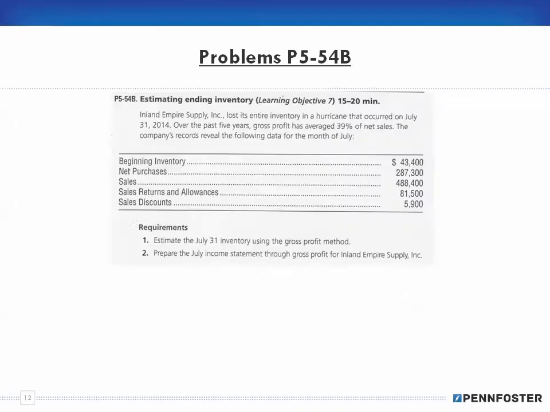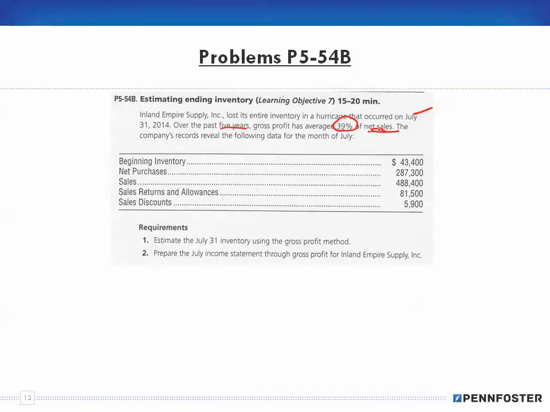We left off on problem 53, so we're now working on 54. It says, Inland Empire Supply lost an entire inventory in a hurricane that occurred on July 31st, 2014. Over the past 5 years, gross profit has averaged 39% of net sales.